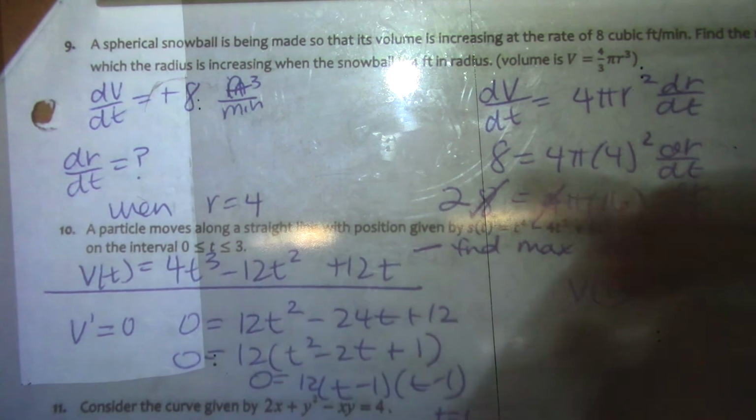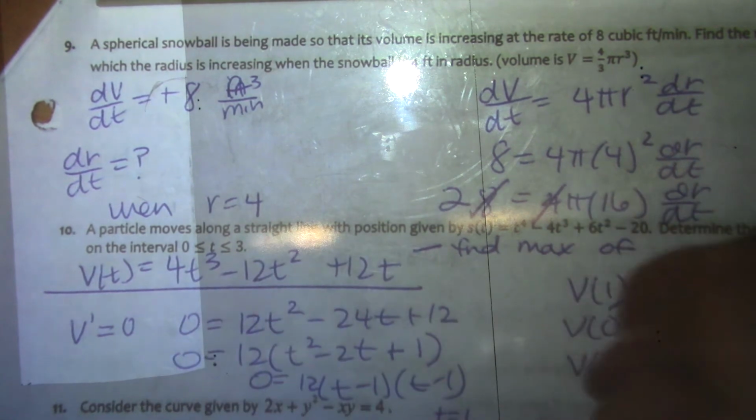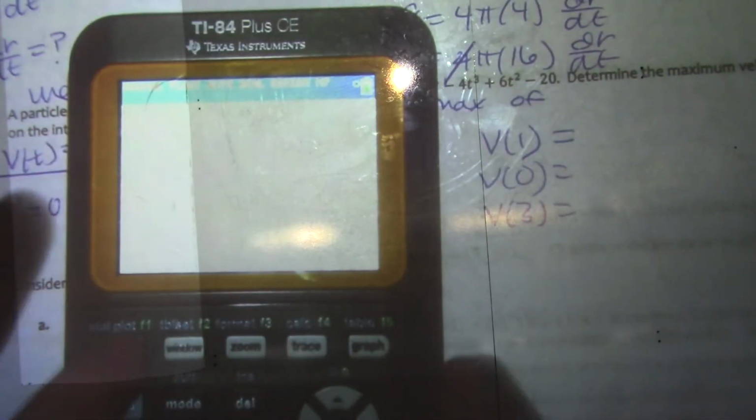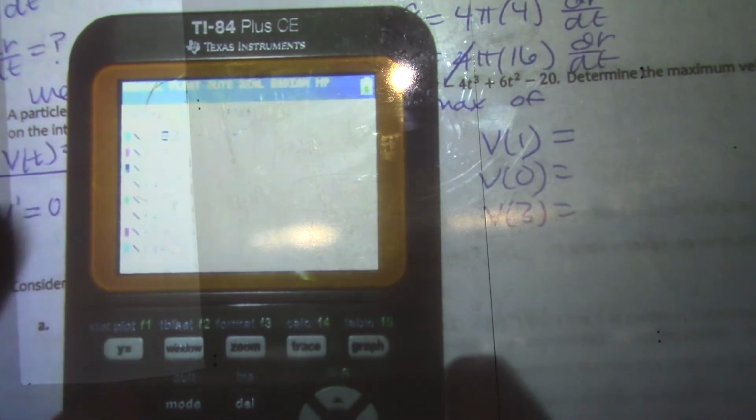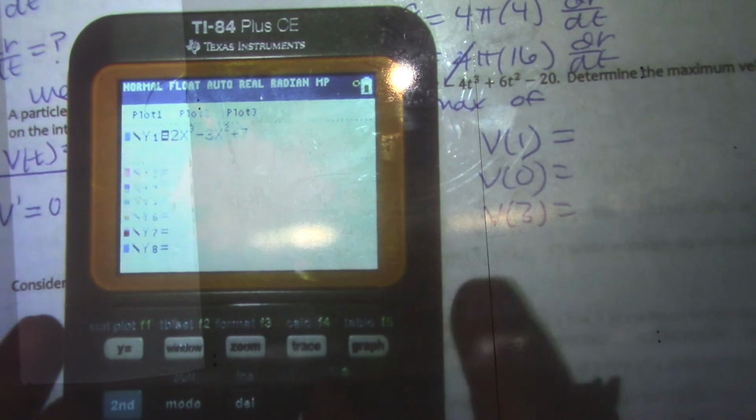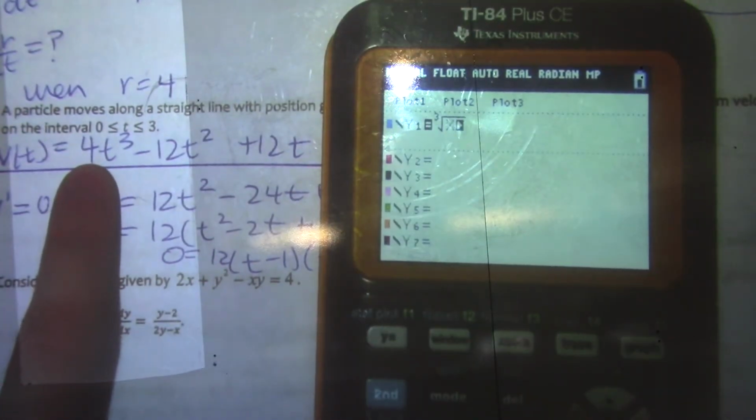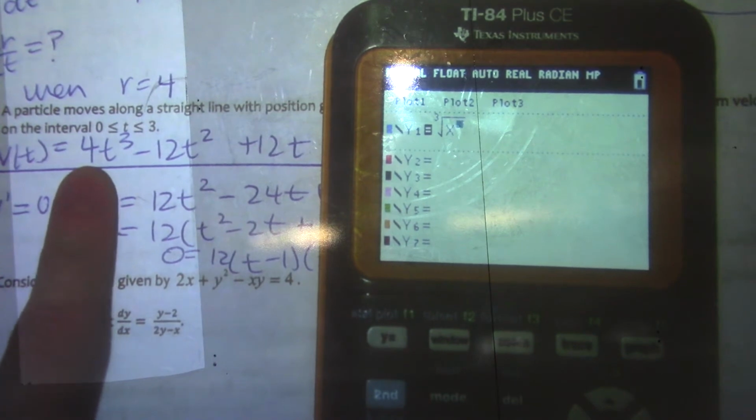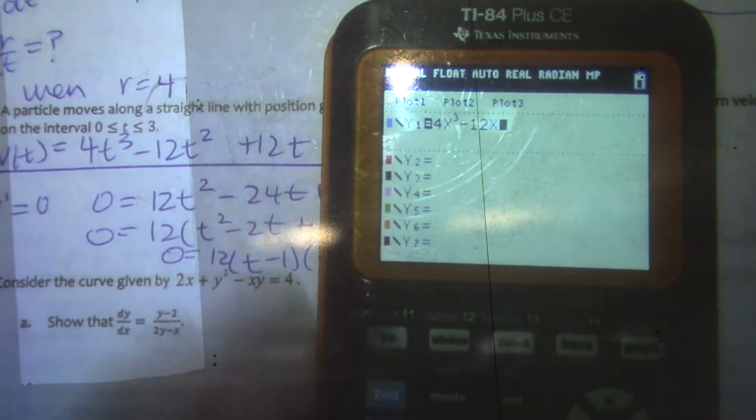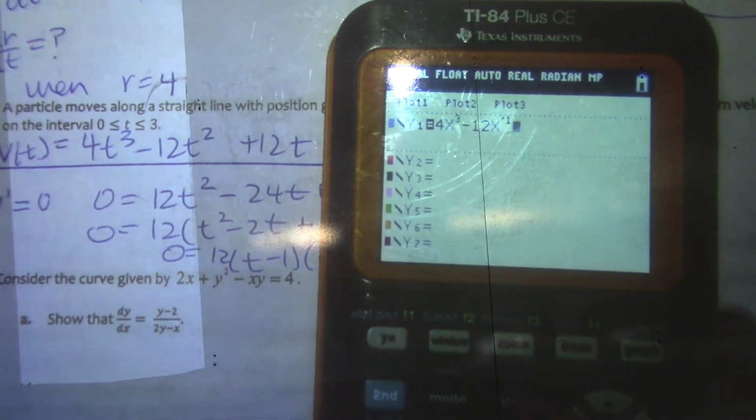So I need to find the velocity at 1. But I also need to find the velocity at 0 and the velocity at 3 because I need to check the endpoints. Actually, I didn't write this down. I'll show you in the calculator in case you forgot how to do it. First of all, you go to your y equals, and I'm going to type in what I need to plug into, which is the velocity. So 4x cubed minus 12x squared.